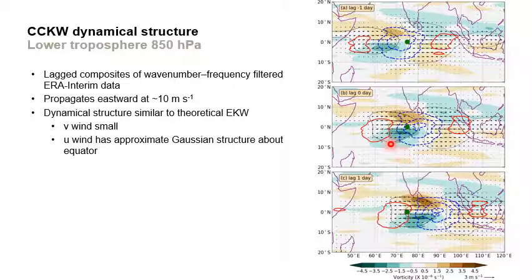If we look in detail at the dynamical structure, the vectors here show the wind field, and again you can see that it's approximately a maximum on the equator, and it does decay north and south, and it does actually have an approximate Gaussian structure. If you look at the vectors, they're all pointing either towards the east here or to the west there. There's very little V wind. So in this sense, the dynamical structure is very similar to a theoretical equatorial Kelvin wave.